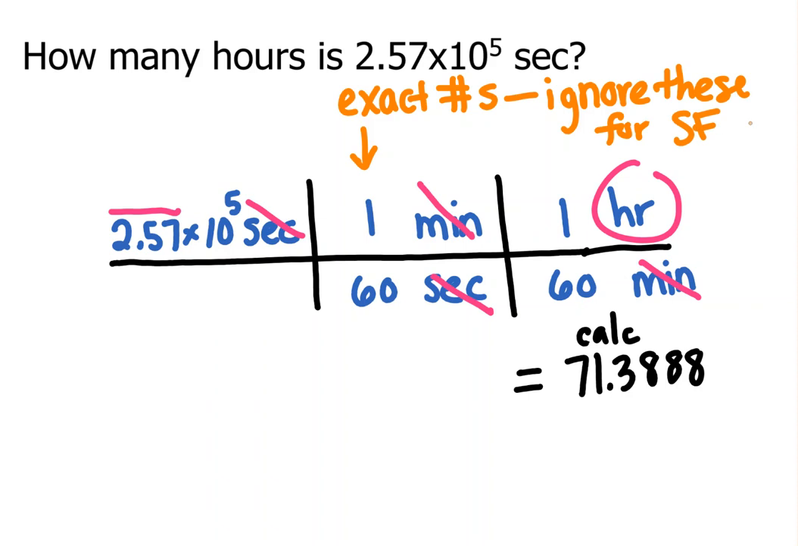The reason we ignore them is they don't have any error in them. Remember, significant figures are for numbers that have some error in them, an estimated digit, and these are exact by definition. So it makes it easy. Just ignore those for sig figs. That means my answer needs to have 3 sig figs.